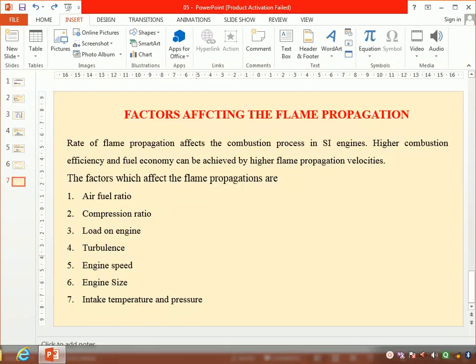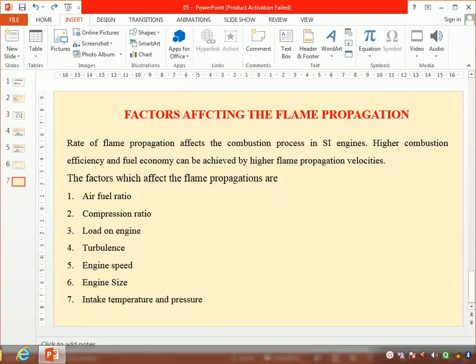So different factors are there. For example, air fuel ratio, compression ratio, load on the engine, turbulence, engine speed, engine size, intake pressure and temperature. These are the different factors which affect the flame propagation or flame speed. First we will see the air fuel ratio.